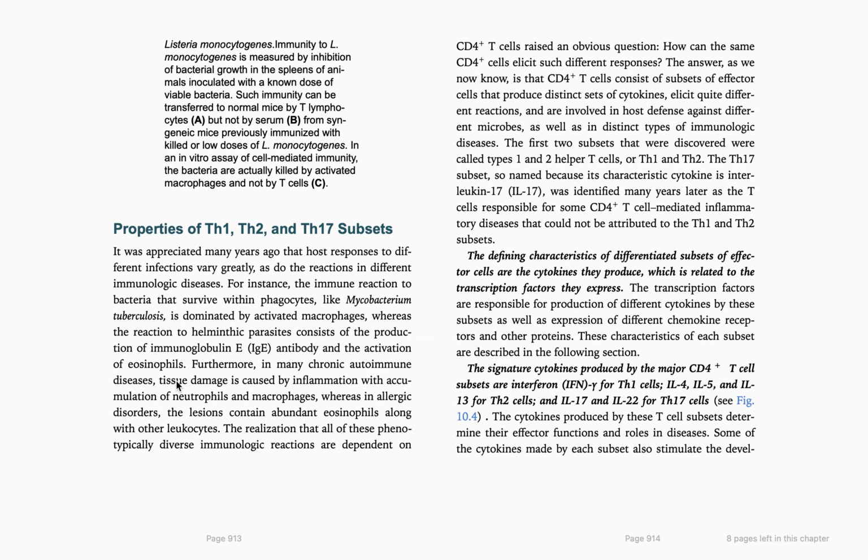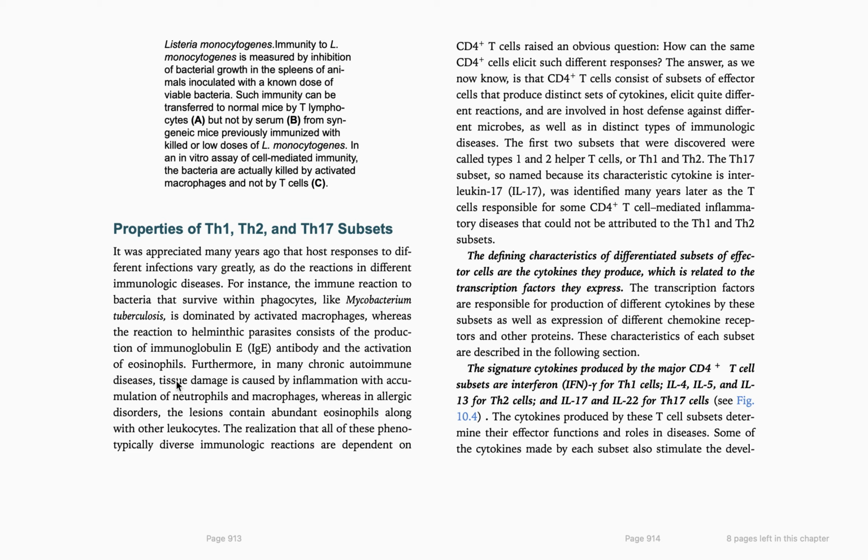The first two subsets that were discovered were called type 1 and type 2 helper T cells, that is Th1 and Th2. The Th17 subset, so named because its characteristic cytokine is interleukin 17, was identified many years later as the T cell responsible for some CD4 T cell mediated inflammatory diseases that could not be attributed to the T helper 1 or T helper 2 subsets.